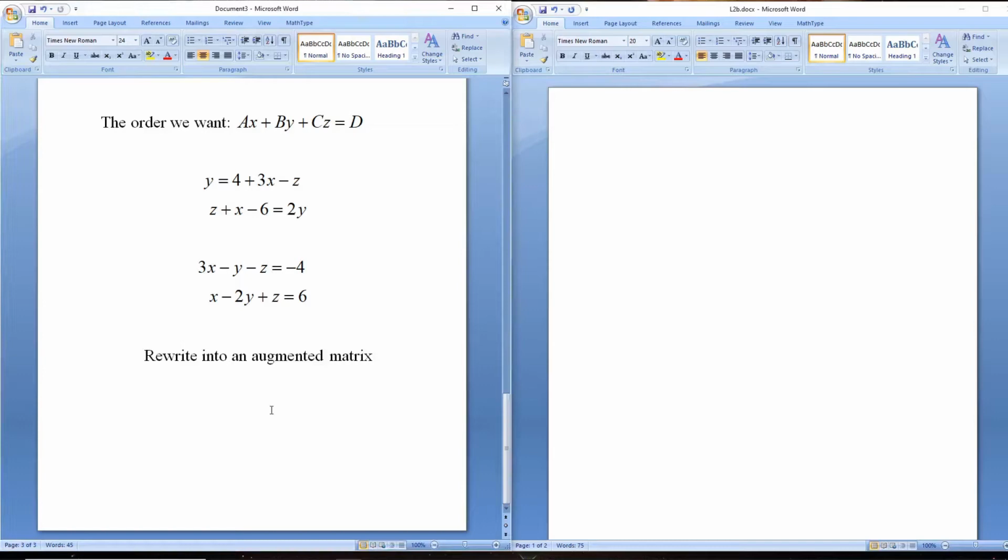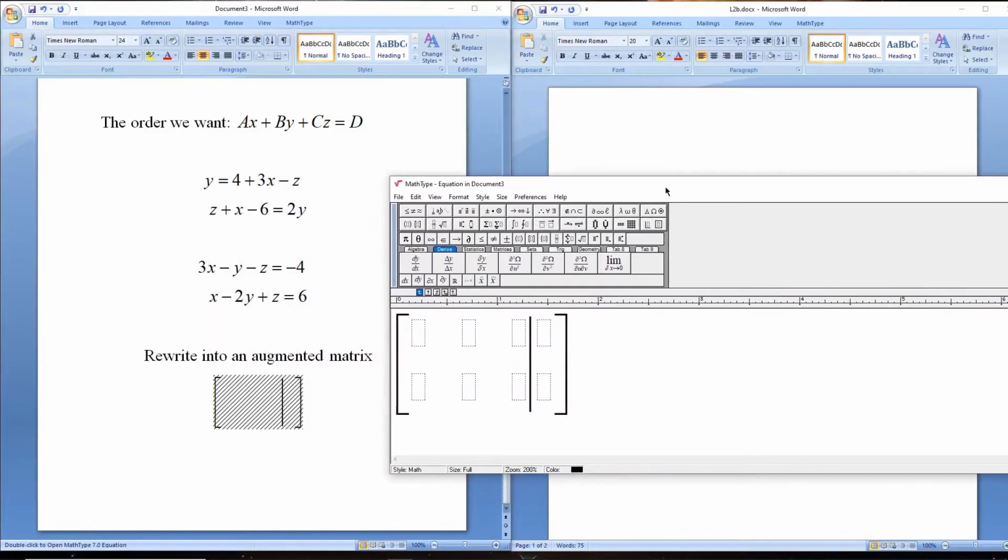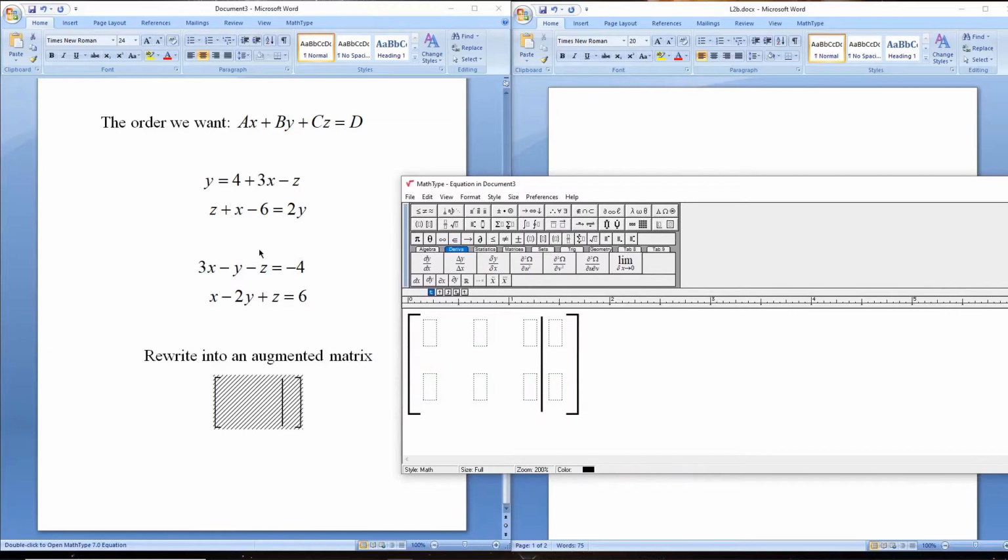Let me just paste in here a matrix template. And so we're going to want to rewrite our equations now without the variables. And so this is why we want them ordered, because we want it understood that our first column here will be x values, our second column will be y values, our third column will be z, and then we have this straight line bar to mean the equals sign, and then we'll have our numbers.